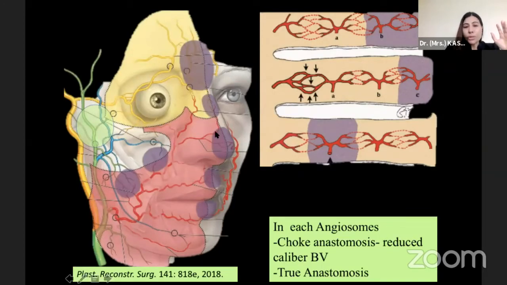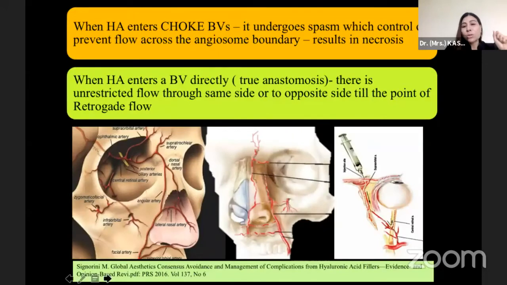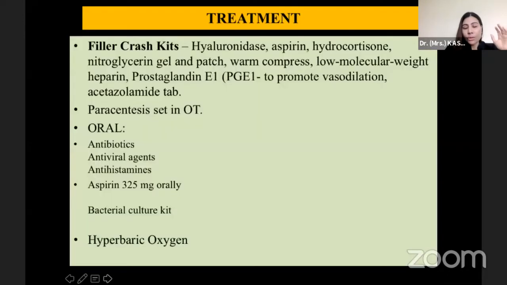The choke anastomosis, which are in the 5 places of the face: what happens is that when the filler, even if it touches the blood vessels, it undergoes spasm. So it prevents the spread of the filler, and so it leads to a localized necrosis. But if it enters any of the major or true anastomosis, it can spread to other parts of the face, and also it can lead to blindness through a retrograde flow. So this is a very important point that I need to mention.